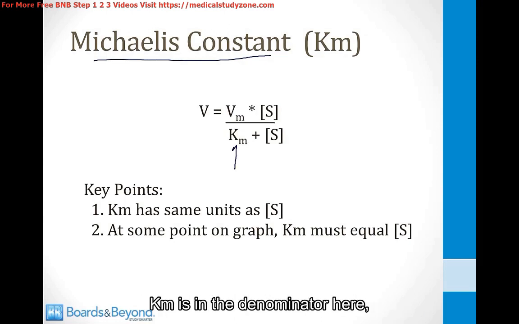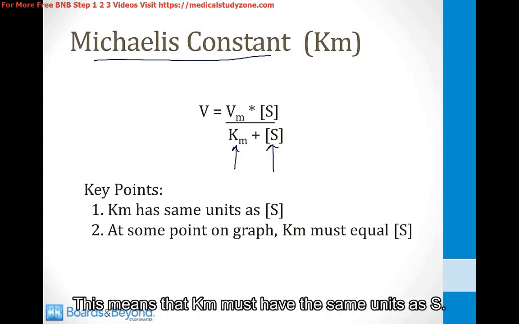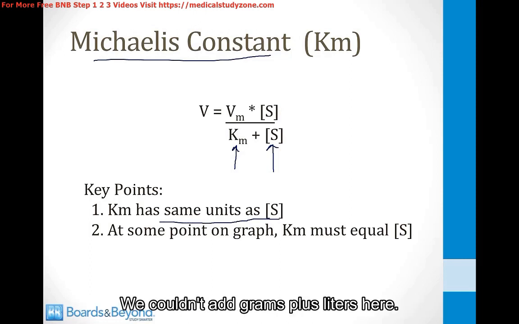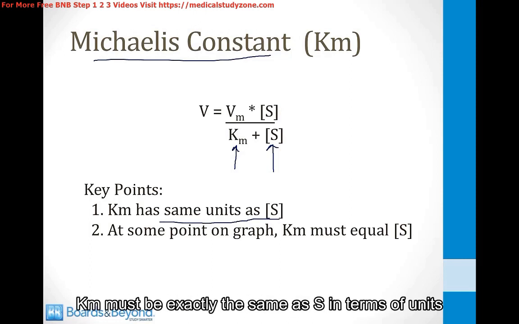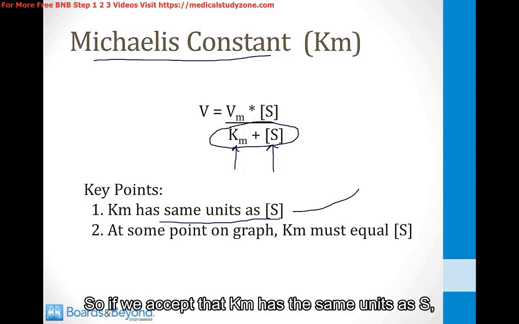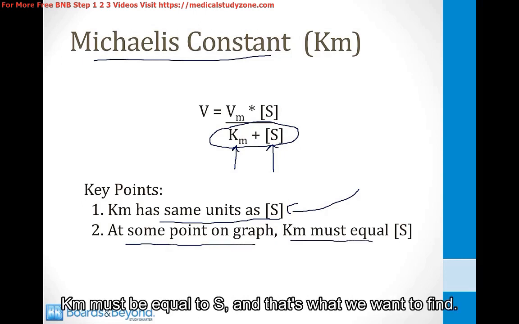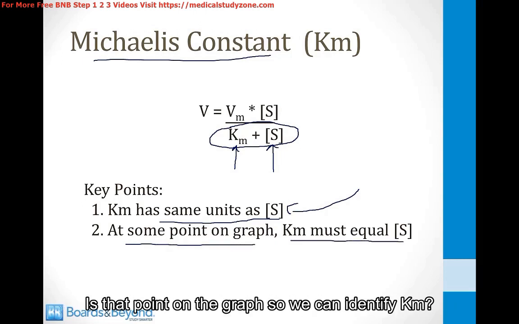Km is in the denominator here, and it is added to the substrate concentration S. This means that Km must have the same units as S. We couldn't add grams plus liters here. That wouldn't be consistent. Km must be exactly the same as S in terms of units for us to be able to add them together. So if we accept that Km has the same units as S, then we should also be able to accept that at some point on the graph, Km must be equal to S. And that's what we want to find, that point on the graph, so we can identify Km.